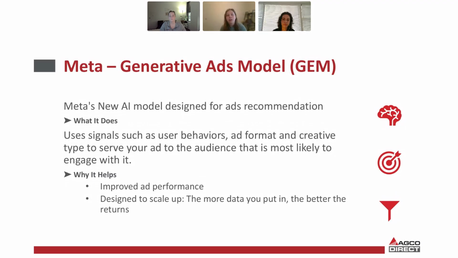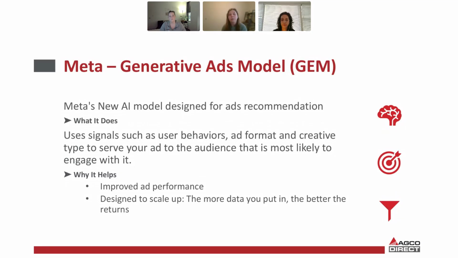Finally, I want to touch on Meta's Generative Ads Model, or GEM. This is Meta's new AI-driven model that's designed for ads recommendation. Essentially, GEM uses a combination of user behavior signals, the ads format, and the creative type to decide who is most likely to engage with a given ad and then serve that ad to that audience.